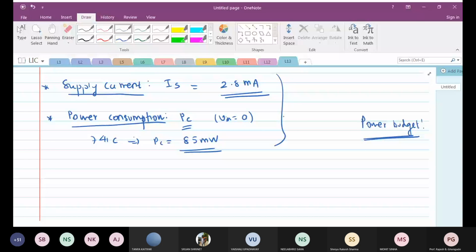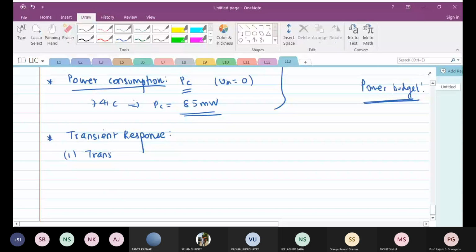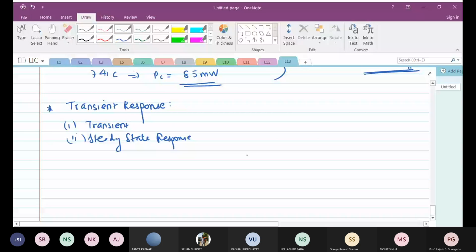Then you have what is called the transient response. Now, the response of any network to an input stimulus is composed of two parts. One is called the transient response, and the other part is called the steady state response. You must have already learned this. If not, see this particular thing.